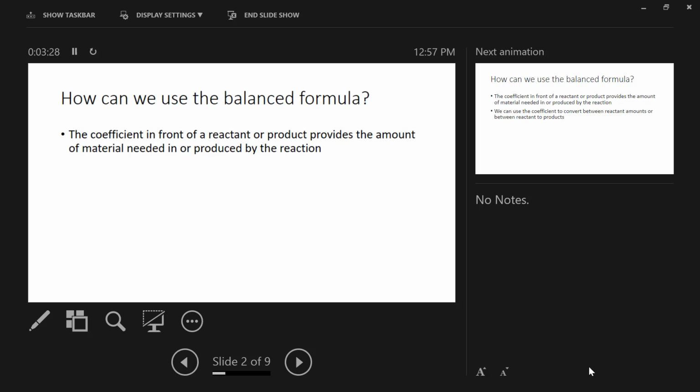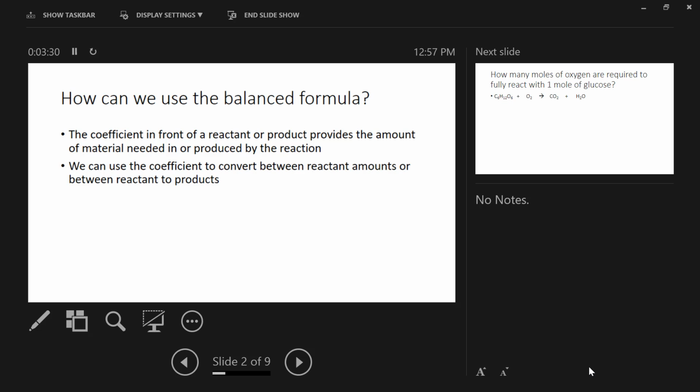So we can use these coefficients to convert between any of our reactants, or to convert between reactants and products, or convert between any of our products. So if we know how much of one of these pieces we have, we can figure out how much we need or how much we'll make.